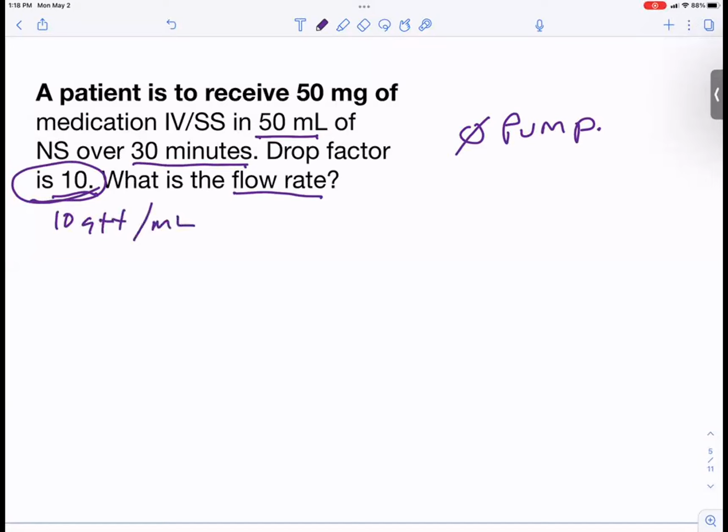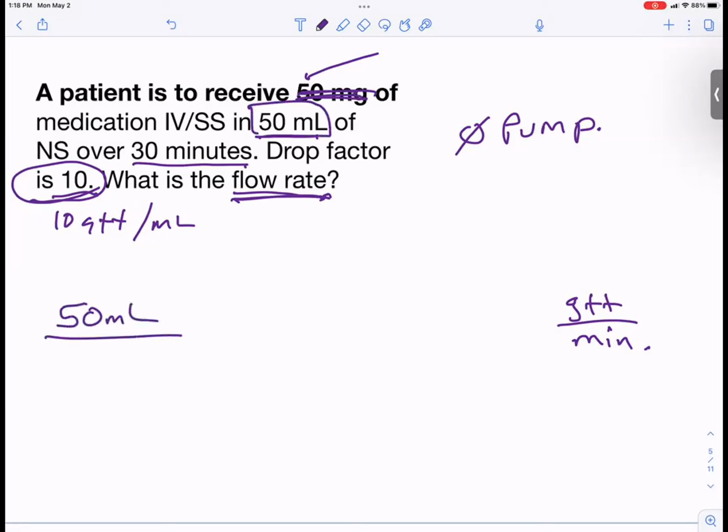So when I look at my problem, I'm solving for drops per minute. Don't let these throw you off. This is a strength. We're not solving for strength. It didn't ask you strength of a medicine, dose of a medicine. It asked you flow rate. So I am not concerned about the strength of the medicine. What I am concerned about is the volume. So I have to give 50 milliliters over 30 minutes.